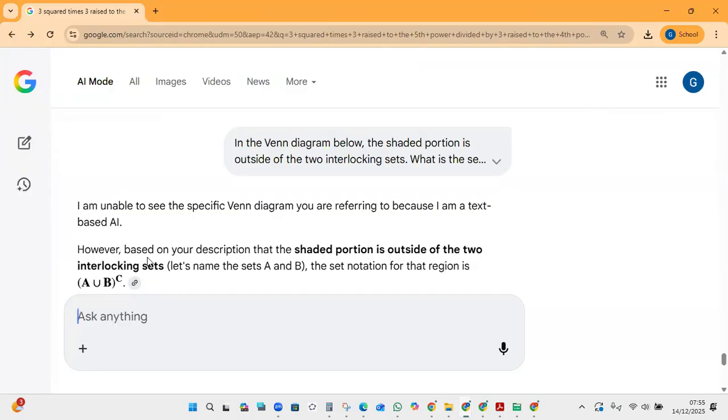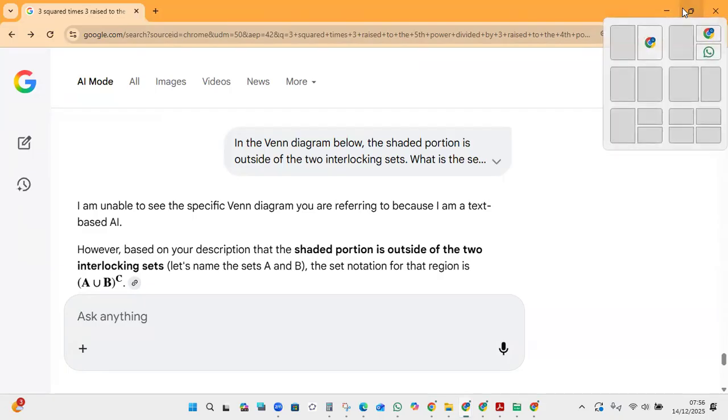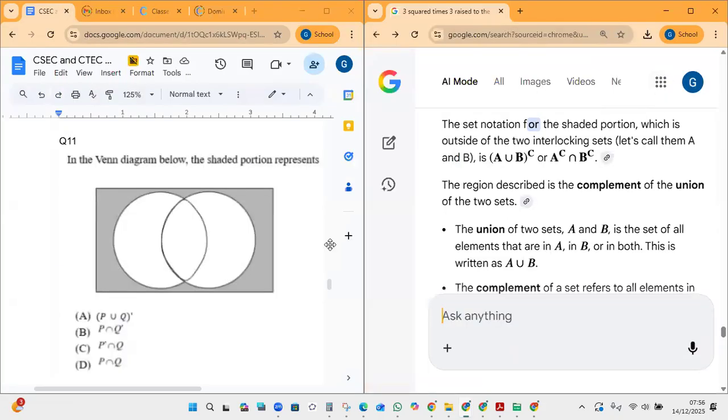It says, however, based on your description that the shaded portion is outside of the 2 interlocking sets, let's name the sets A and B. The set notation for that region is A union B complement. Okay, A union B complement. Complement means outside of, not part of. And union means all together. So A and B are all together inside the Venn diagram, and outside now, that's where the shaded region is. The complement, not part of. That shaded region is not part of the union of them, the union meaning together.